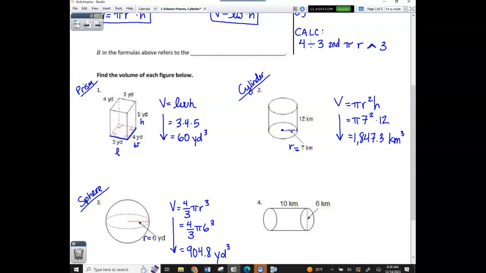I'm going to work one more and then I'm going to turn you loose. Number 4. We worked one of each type. Oh, because it's volume. Yeah, every time. I thought you meant 2. Oh, no. Number 4.